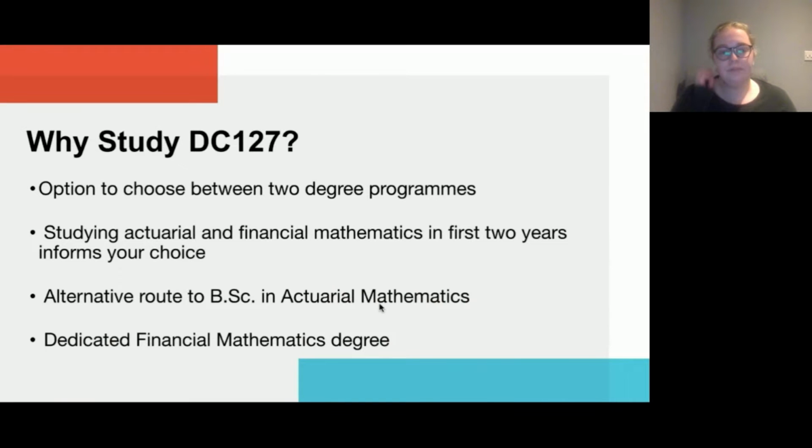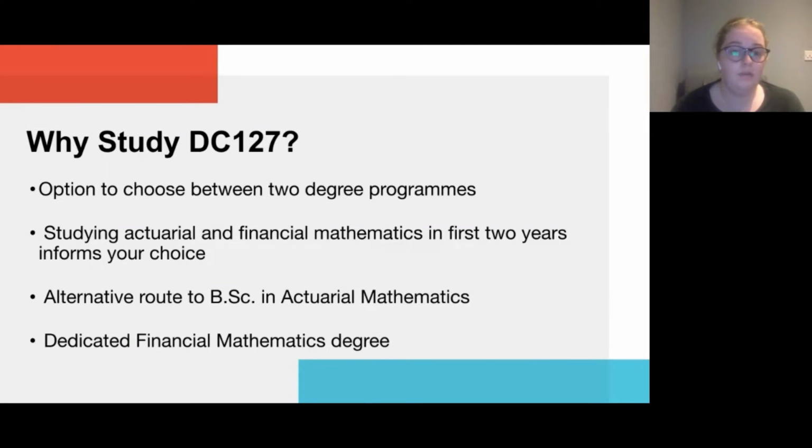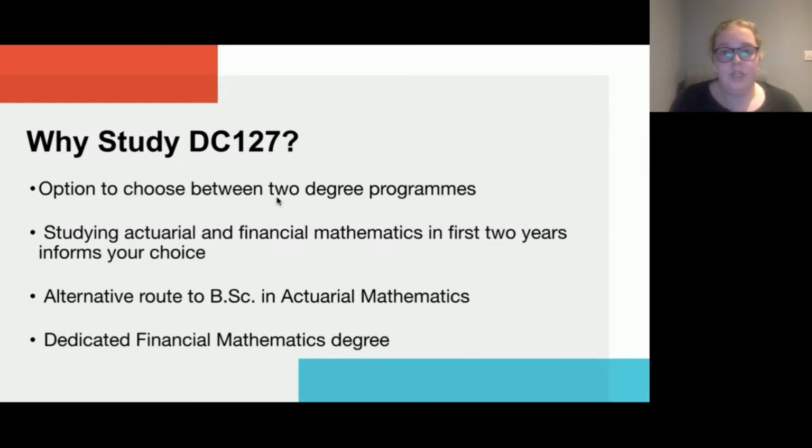So I suppose the reason to go into the common entry course is if you weren't too sure if you wanted to continue with the actuarial exams after college, or you just want a good math degree. So this would probably be the reason why you would choose the common entry, and then you can decide, like I said, at the end of second year.